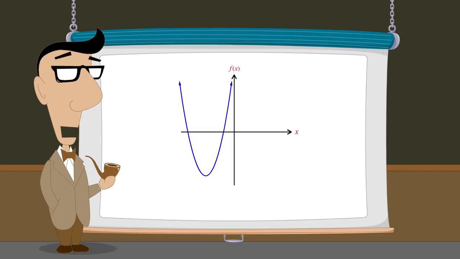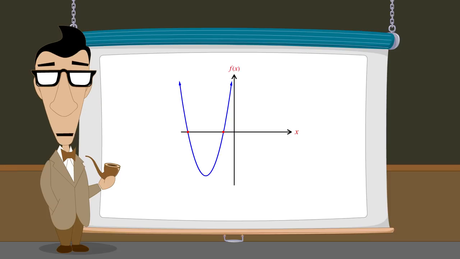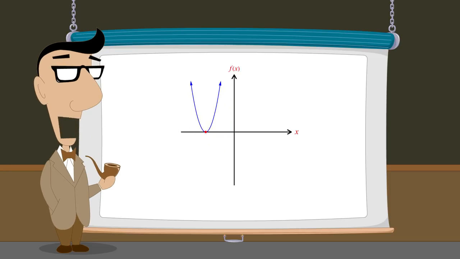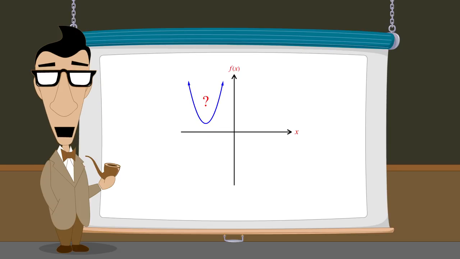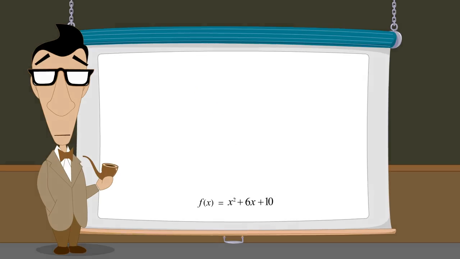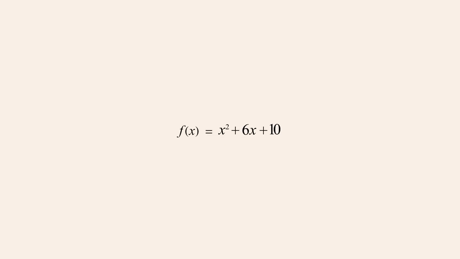So far, we have seen that the quadratic formula produces two solutions to a quadratic equation when the corresponding quadratic function has two x-intercepts, and a single solution when the function has a single x-intercept. But what happens when the function has no x-intercepts? To find out, let's apply the quadratic formula to the function x squared plus 6x plus 10. Once again, we equate this function to 0 to form a quadratic equation, and substitute the values for a, b, and c into the quadratic formula.